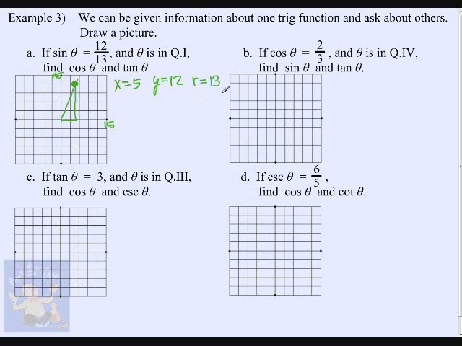When you square this, you'll get 169, and when you subtract the square of this, let's just write it out, x squared plus y squared equals r squared. So put the numbers in. This is the one you're going to have to find. You're going to end up subtracting y squared from r squared. You'll have 25 when you subtract 144 from 169. Square root of that is 5.